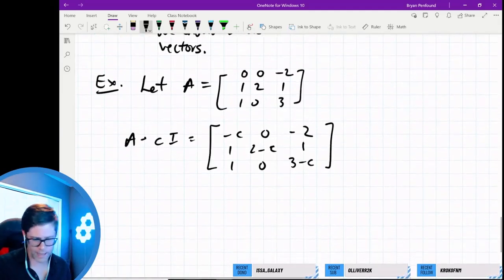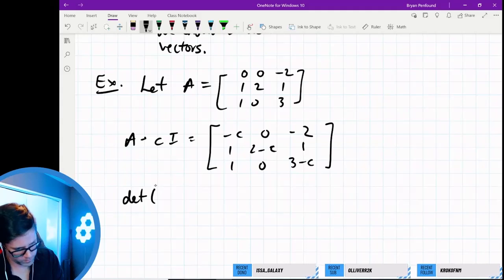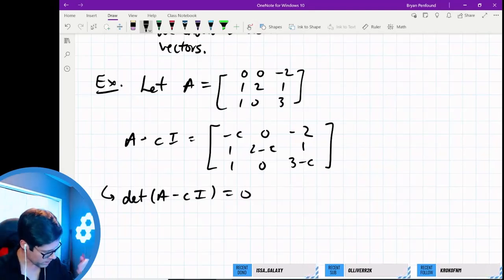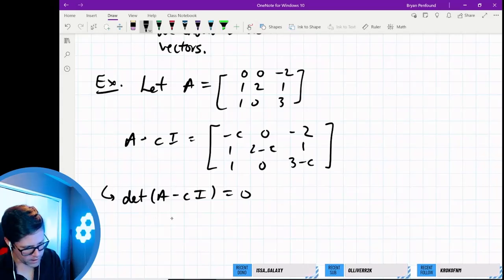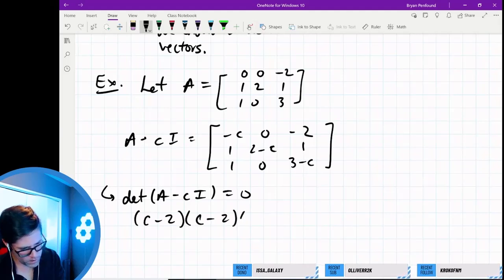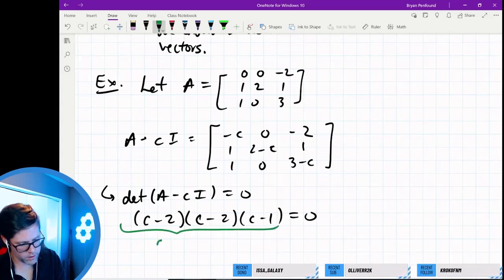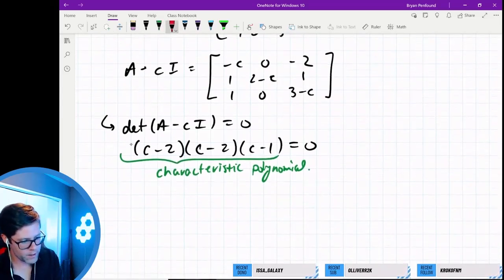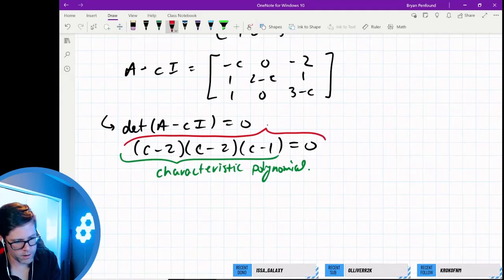And then we can go ahead and calculate the determinant. So the determinant of A minus cI, we want to look at when this is equal to 0. I'm going to skip a little bit of the proof here, but we do get something that looks like this. So I get (c - 2)(c - 2)(c - 1) equals 0. So this here is called the characteristic polynomial. I just happen to have it in factored form. And then this whole equation is called the characteristic equation.